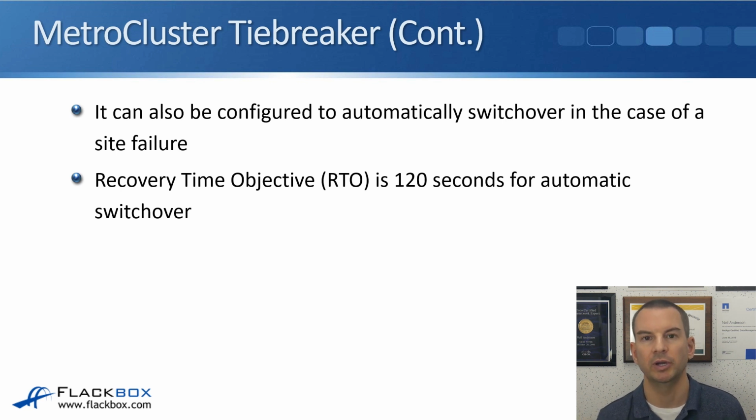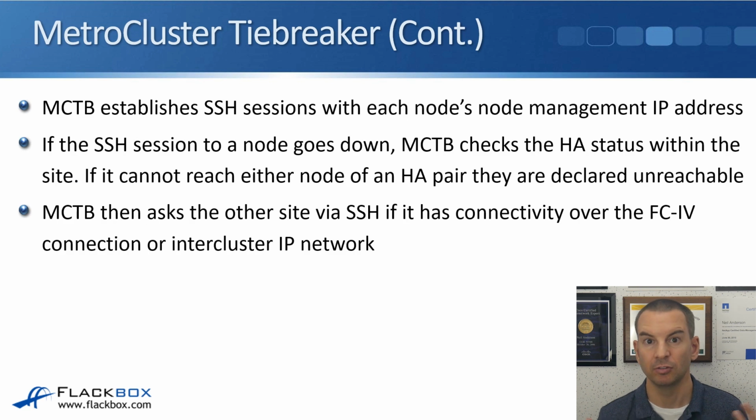The reason it's 120 seconds is that the MCTB software will run through some checks to make sure that the site is definitely down before it fails over to the other site. Let's look at what those checks are. So MCTB establishes SSH sessions with each node's management IP address. So this runs over an IP network.